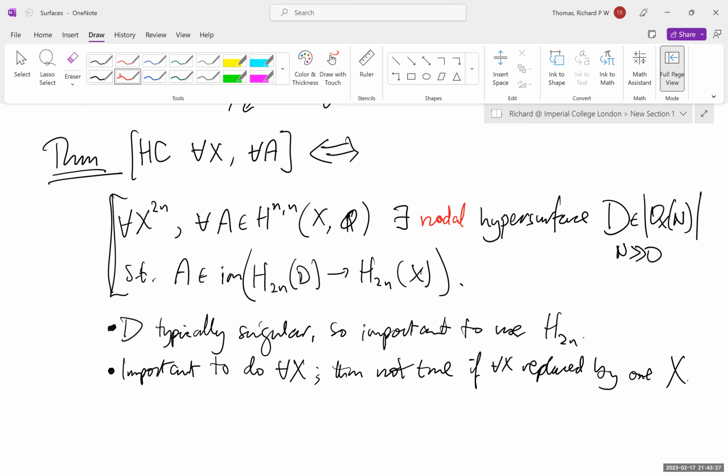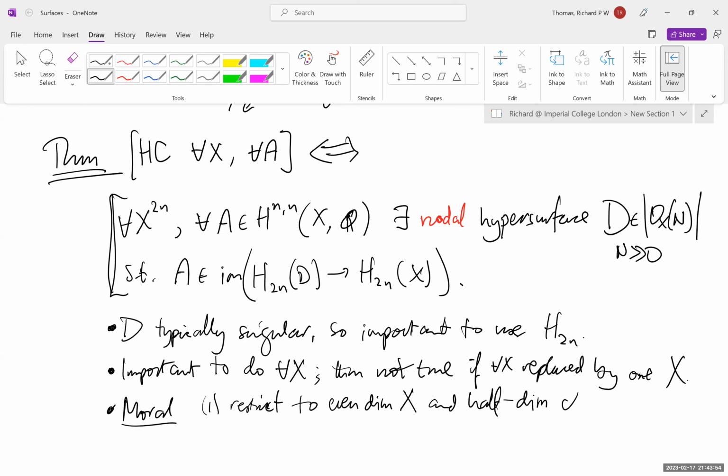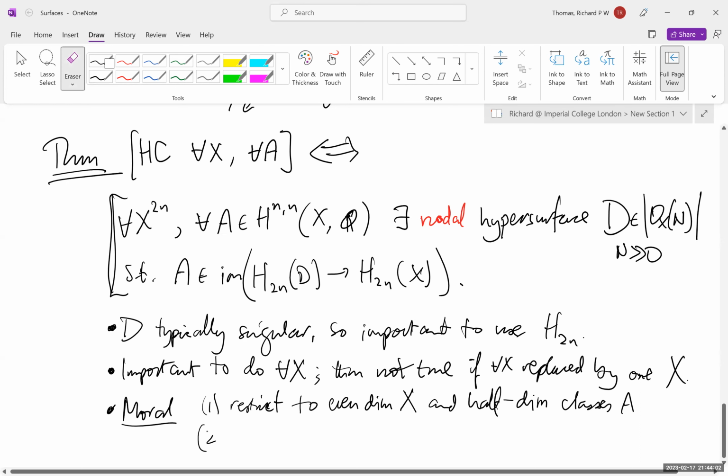Okay, and then the other point I should make about this is that the moral way you should think about this is that, one, it's enough to restrict attention to even dimensional varieties and half dimension classes. That's the first thing. That's kind of standard by certain Lefschetz theorems, as I'll explain in a minute.